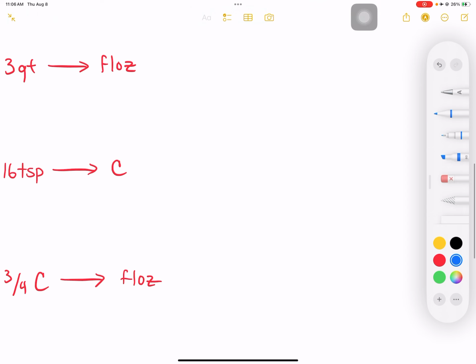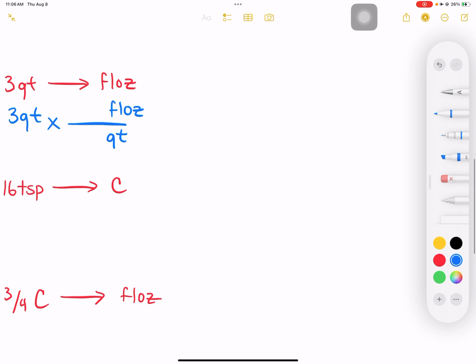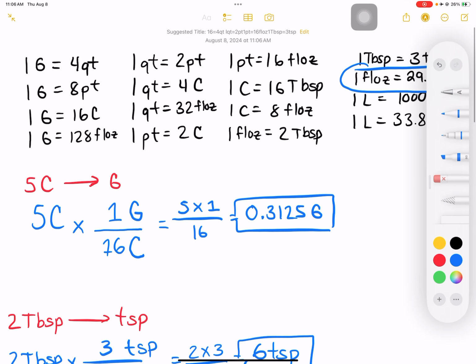Next one is going to be 3 quarts converted to fluid ounces. So we start with the given quantity, which is 3 quarts. I'm going to start my series of multiplications and divisions. Quarts, which is the given unit, goes in the bottom now, and fluid ounces, which is the desired unit, goes on the top. Now I have to go up to my conversion table and find the number that relates fluid ounces to quarts. It looks like this one: 1 quart equals 32 fluid ounces.